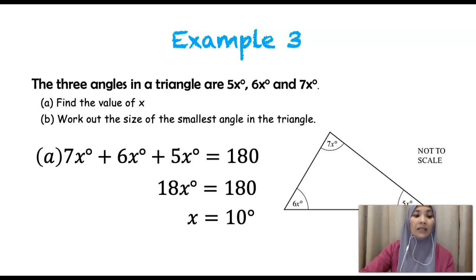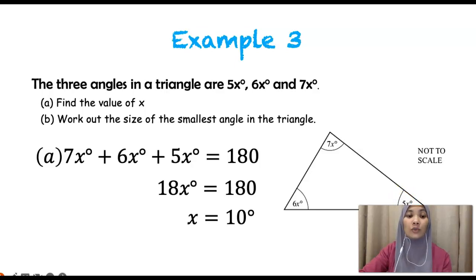For part B, we need to work out the size of the smallest angle in the triangle. To determine which one is the smallest angle, you just take a look at the coefficient in front of each angle. So we have 5x, 6x, and 7x. The smallest coefficient is 5. So the 5x will give you the smallest angle.